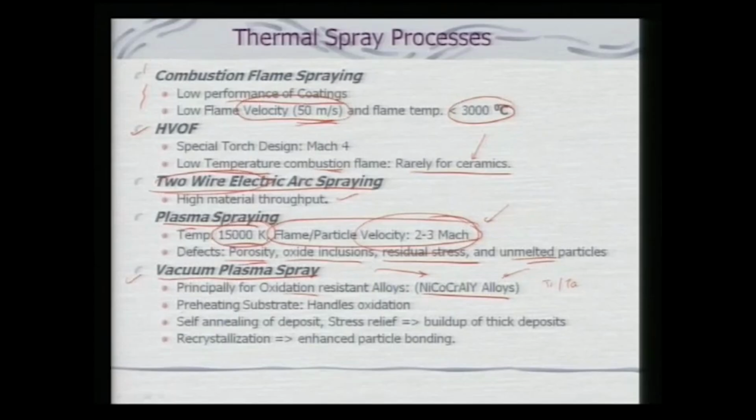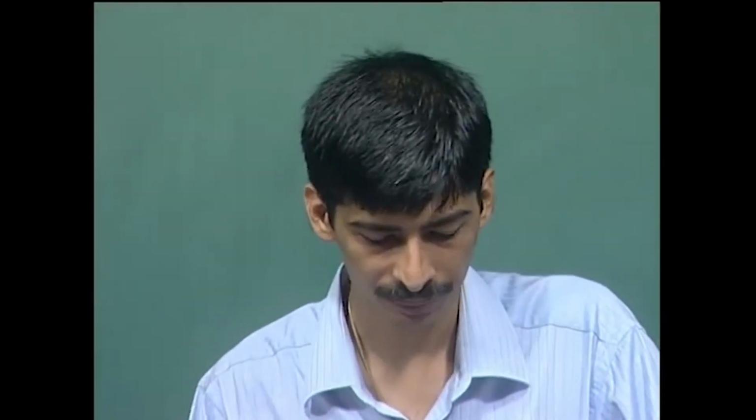In this case, preheating of the substrate handles oxidation, and self annealing of the deposit or stress relief can also occur, and we can also build very thick deposits. Again, if we enhance the recrystallization, it will result in enhanced particle bonding. So, there are certain advantages of vacuum plasma spraying: we can avoid oxidation, and we can achieve much denser coatings as well, because we are creating plasma which will allow the porosities to be eliminated, and in turn we are getting very dense coatings of these particular materials.